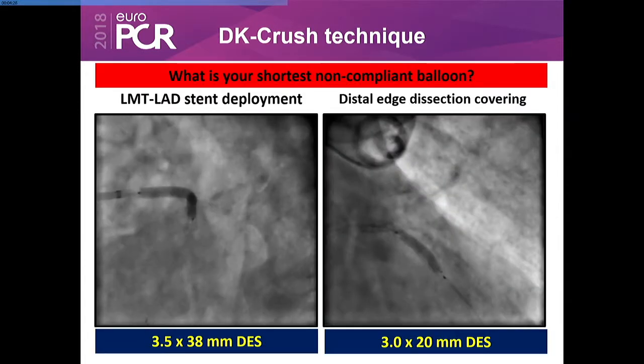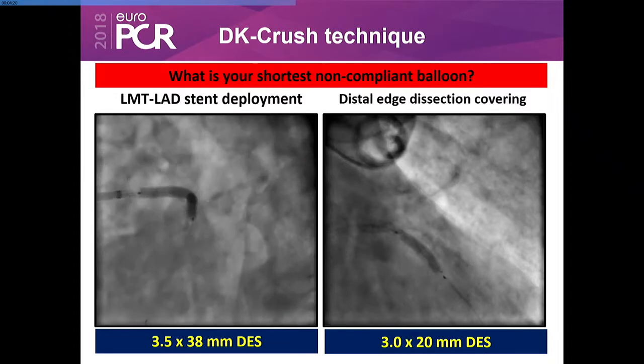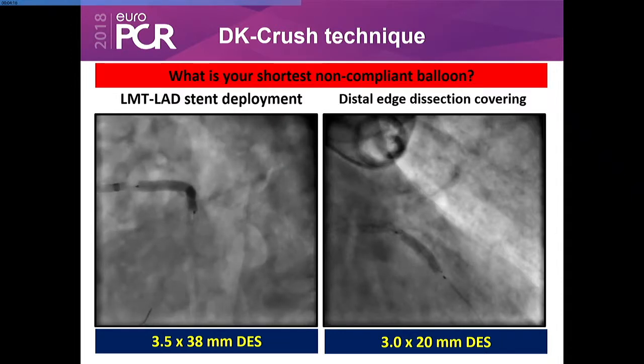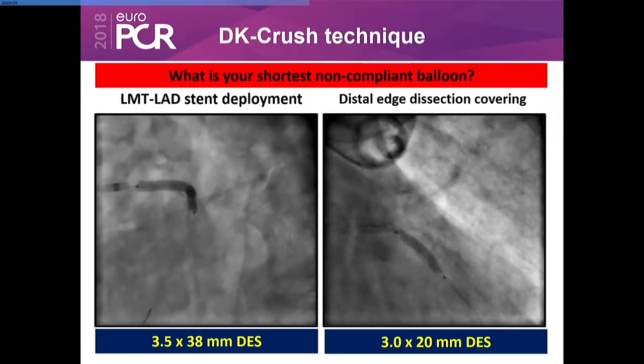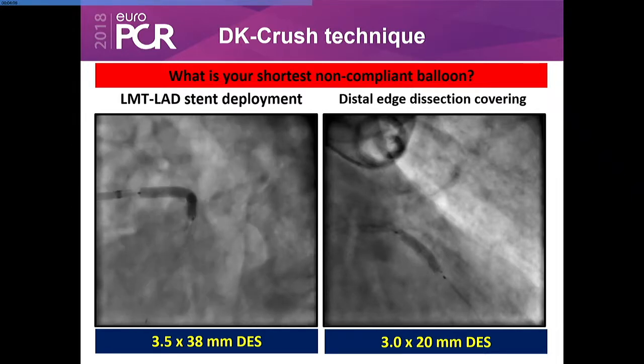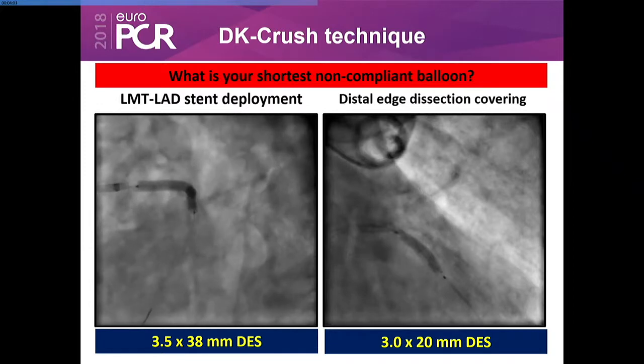After that, you have to ask yourself a very important question: what is your shortest non-compliant balloon on the shelf? Because you are going to deploy the main vessel stent. When you deploy the main vessel stent, you have to choose the size of the part proximal to the carina. In this case, we are pretty sure that the shortest non-compliant balloon will definitely be equal to the left main. So we decided to go from the ostium of the left main into the proximal part of the LAD.